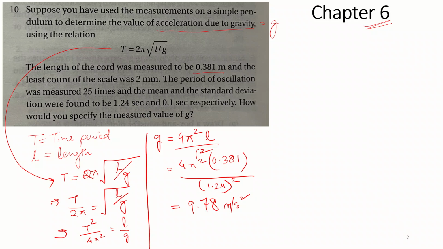Now we have to calculate the error. Till this it was kind of an easy task, but after this you need a small amount of differentiation that I told. So you have g equal to 4 pi square L by t square. You will now have to find dg by dt. So what will this be? Differentiate it.